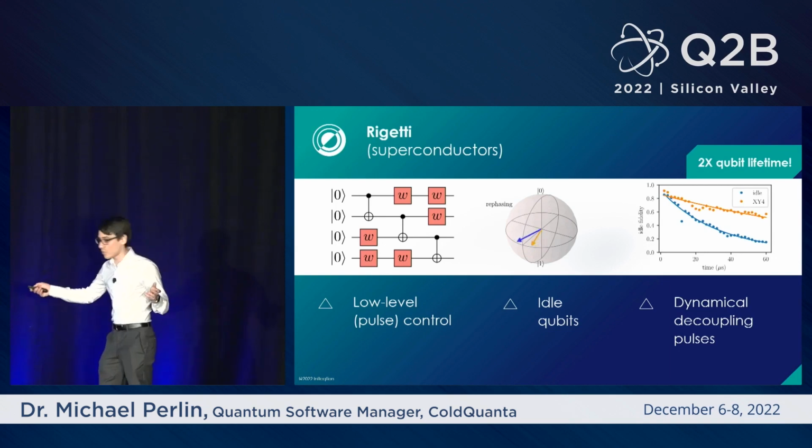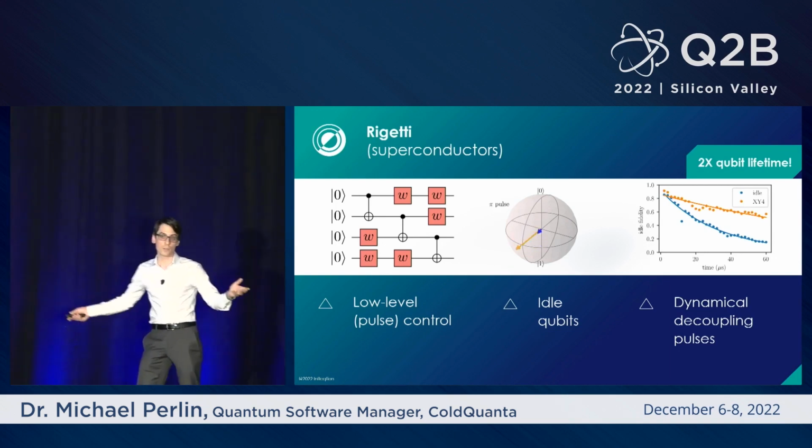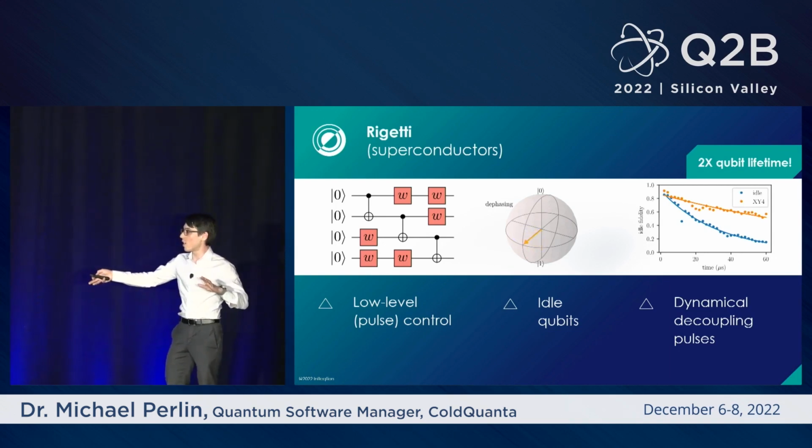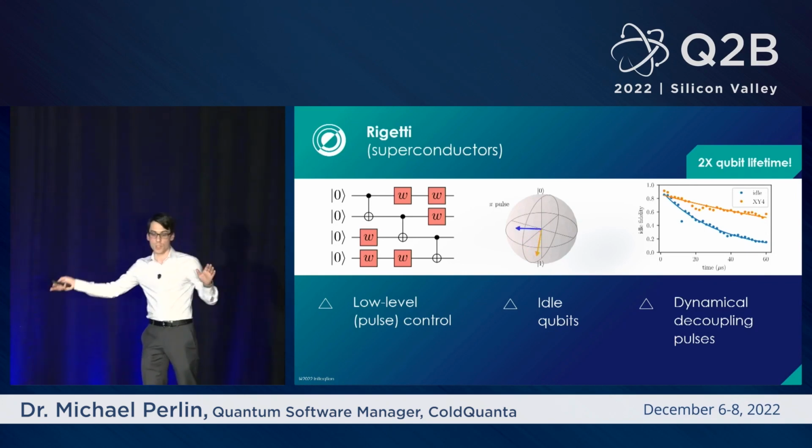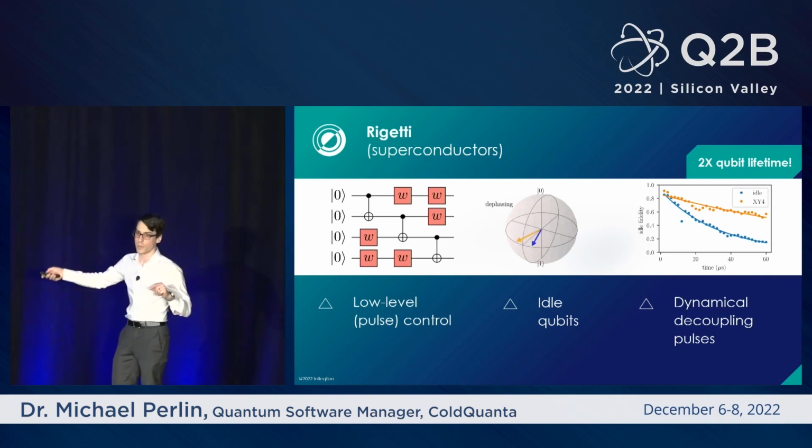And what we find is that this trick increases the lifetime of the qubit by roughly a factor of 2. And this is almost the first thing that we tried. So there's very little optimization that actually went into this, and we immediately saw these gains.